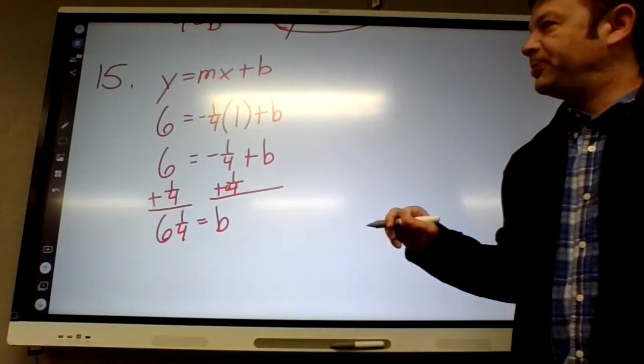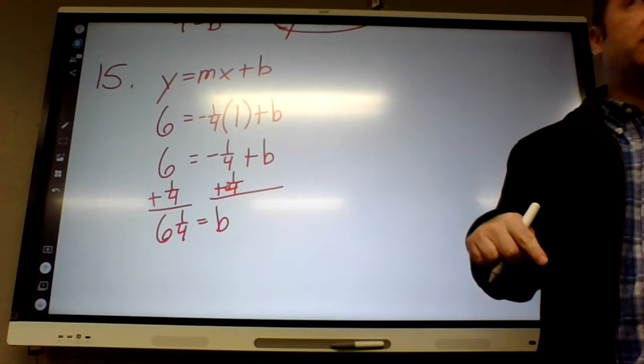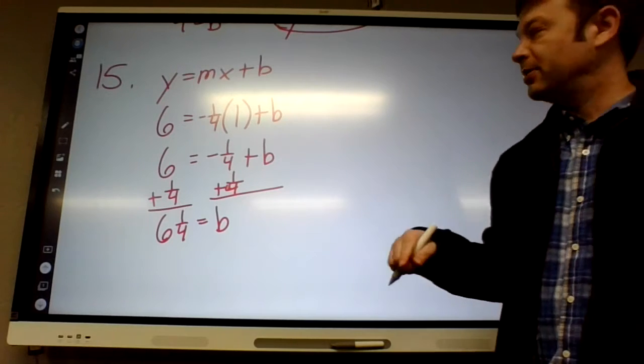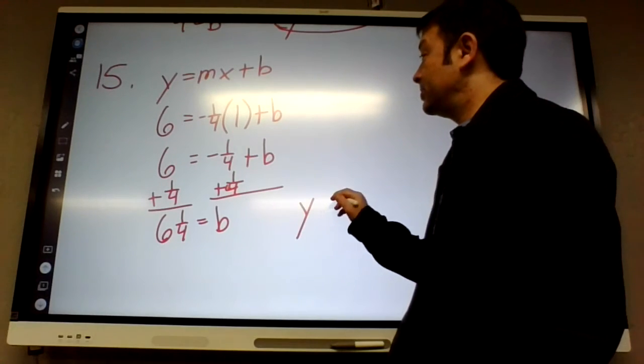The book probably put this as an improper fraction. It's actually more useful as a mixed number though. So I don't recommend that you do that.